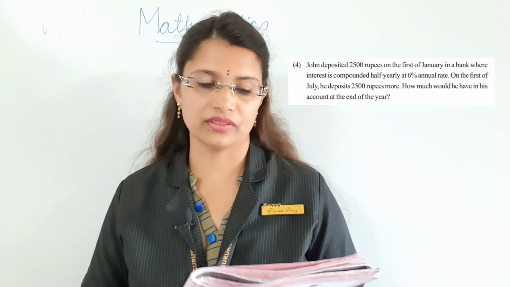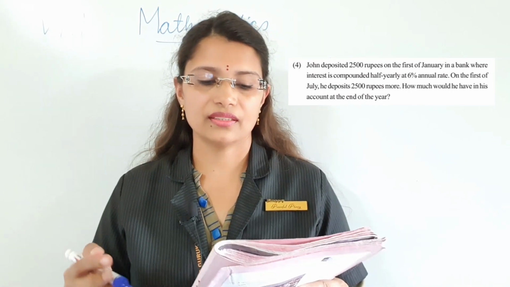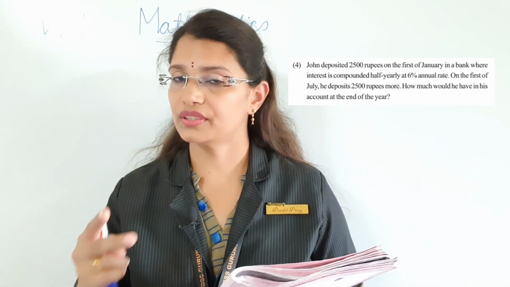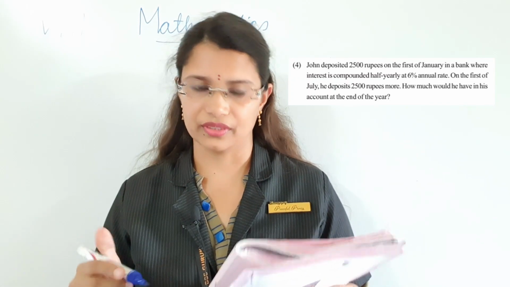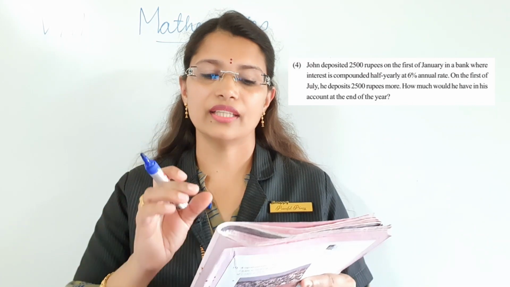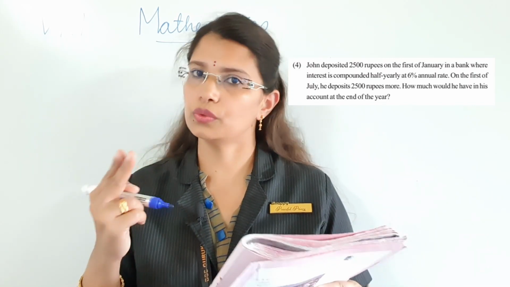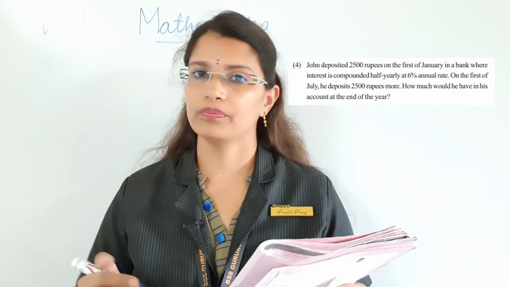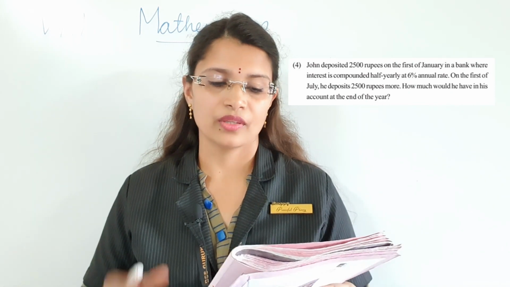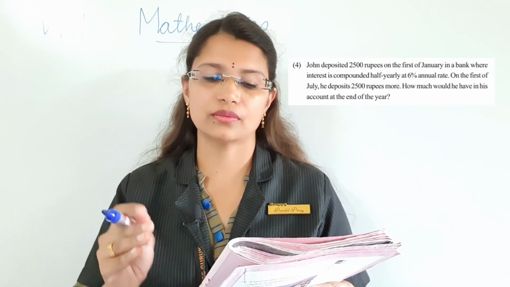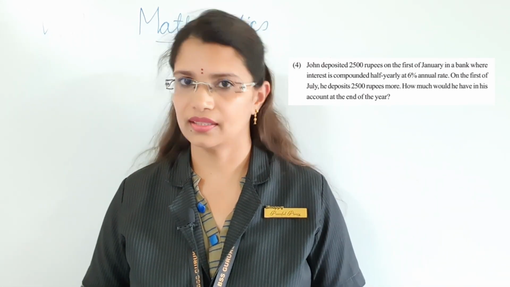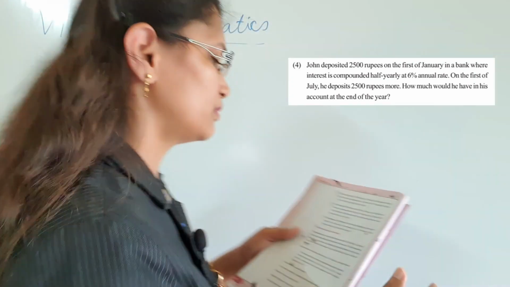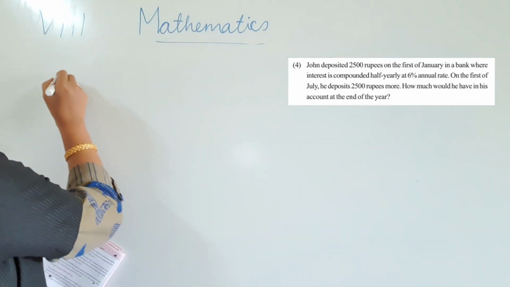This is the question. So, here children, how many halves are there in 1 year? 2 halves, right? But here we have to calculate 2 times instead of that single step. Why? Because after 6 months he deposits 2500 rupees more. Understood? So, let us do this. So, fourth question.